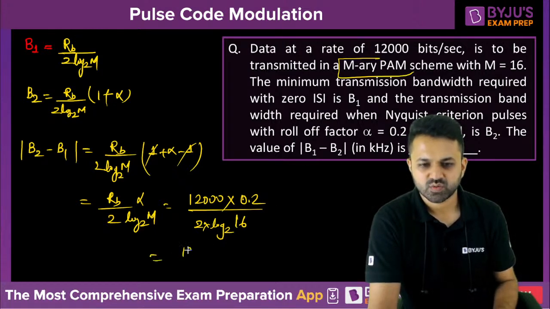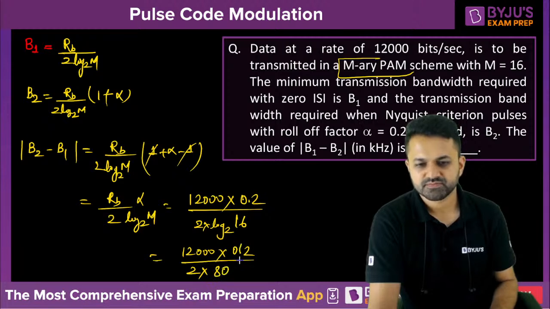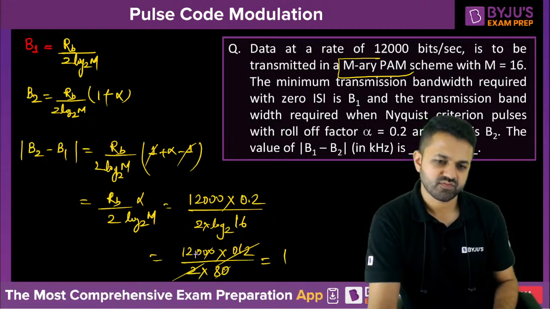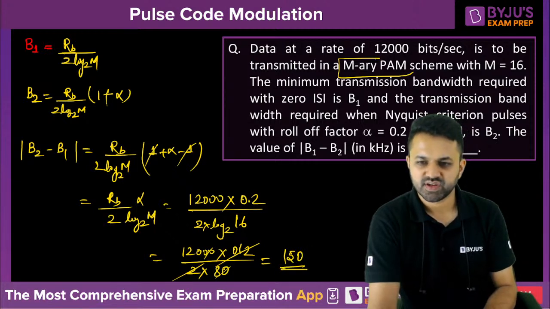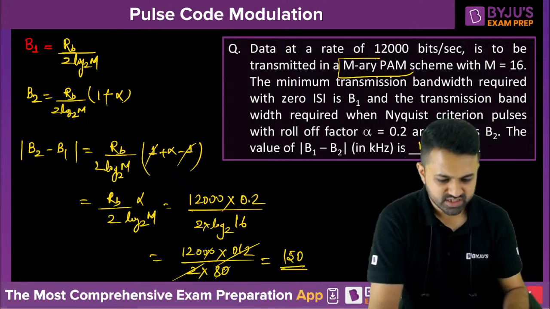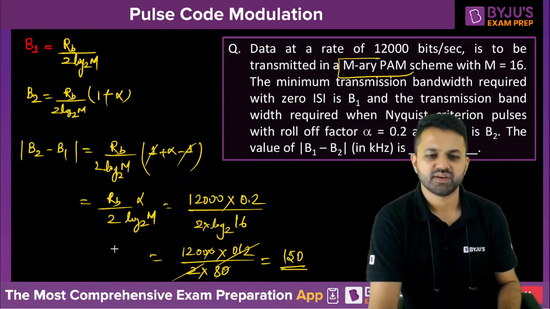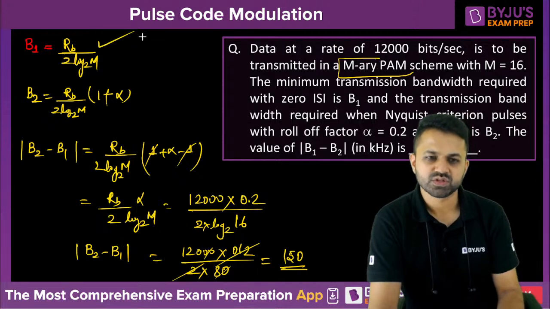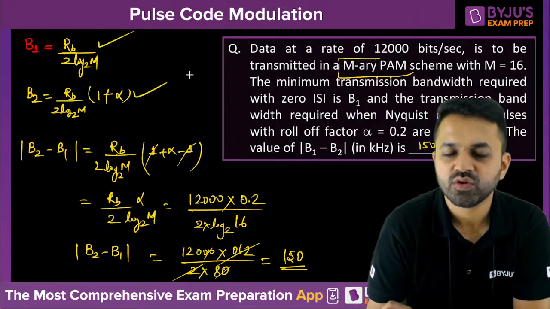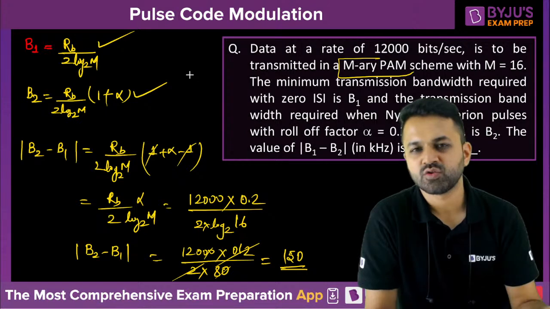So that is 12,000 into 0.2, divided by 2 into 4. Let's solve this. So this 2 and 2 will get cancelled, this 0 and 0 will get cancelled. You will get 150. Okay, 150. So the difference is 150. That would be our answer for this question. We just want to calculate the difference between the bandwidth when we use this zero ISI scheme without roll-off and with roll-off.